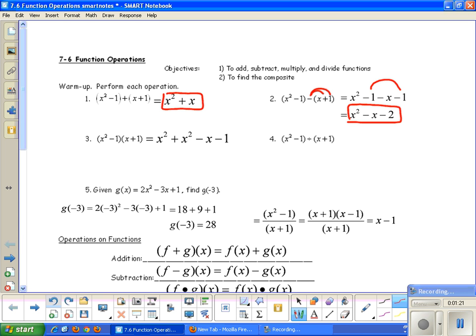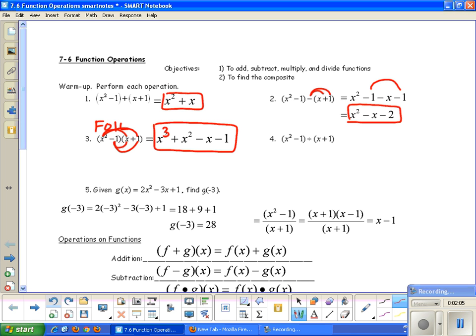If I look at number 3, for this problem, I have a binomial times a binomial, so I need to FOIL. So remember, when you FOIL, that means we have our first terms here. So x times x would give me my x cubed. So this should be an x cubed right here. That's my fault. So x times x would give me x cubed, and then x squared times 1, my outside terms, would give me x squared. Negative 1 times x would give me negative x, and negative 1 times 1 would give me negative 1. So x cubed plus x squared minus x minus 1 would be my solution, and I cannot simplify that any further because there's no more like terms.